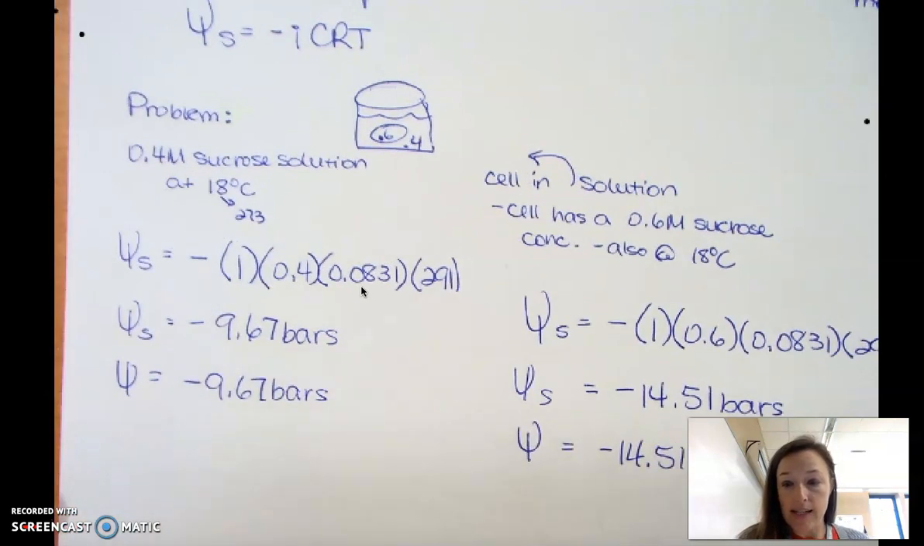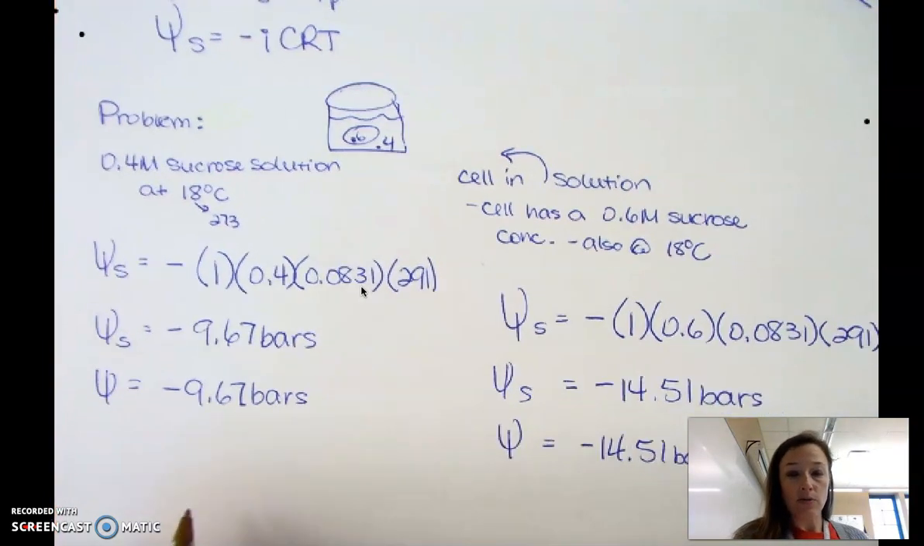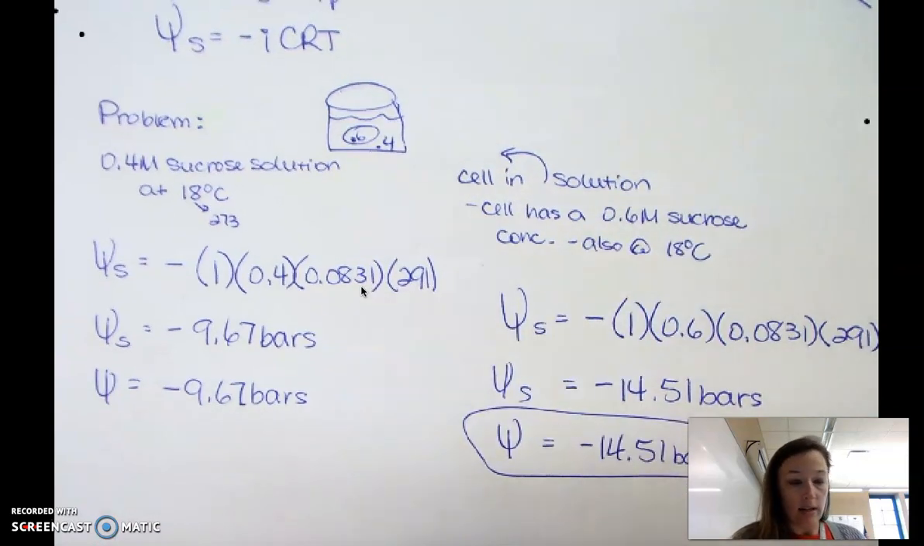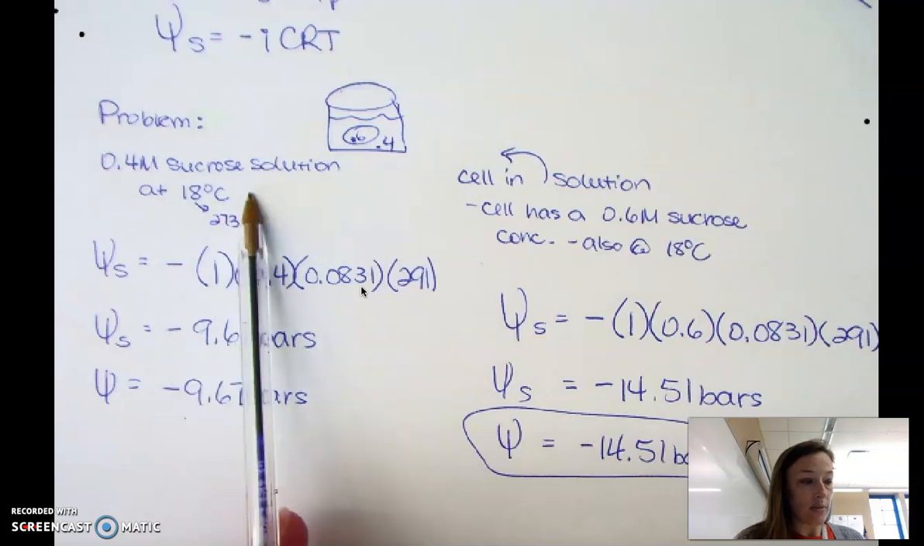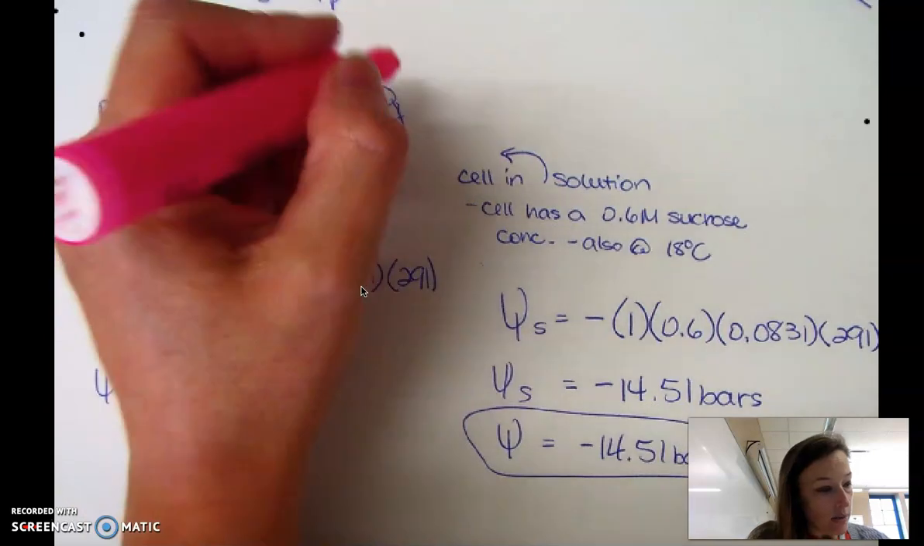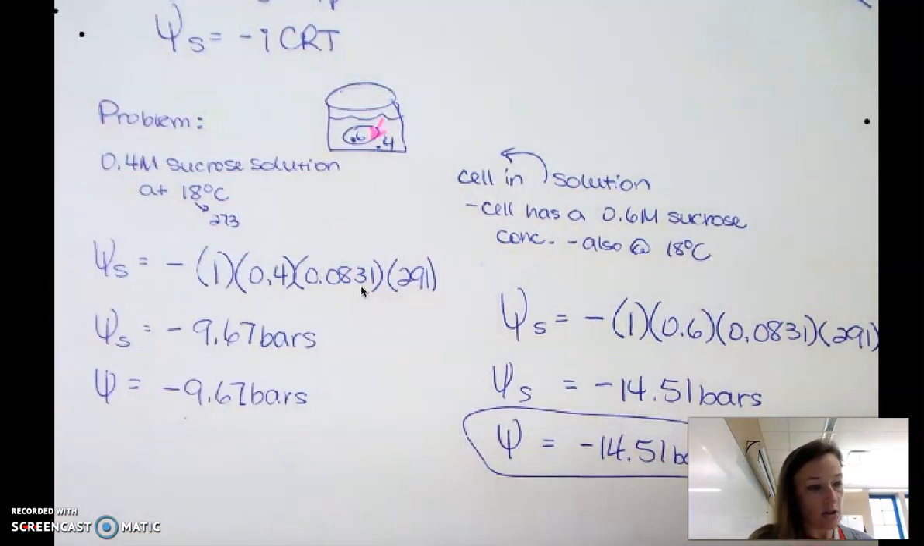And the third thing is I can relate water potential calculations to the direction of water movement. Water is always going to move towards the more negative water potential. So in this case, the more negative number is the negative 14. That is a lower number than negative 9. And so what we're going to see is the water is going to move from the solution into the cell.